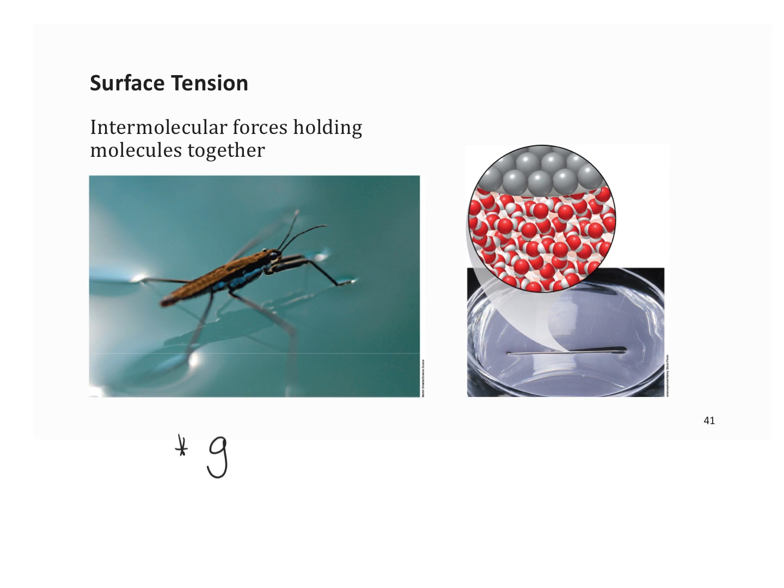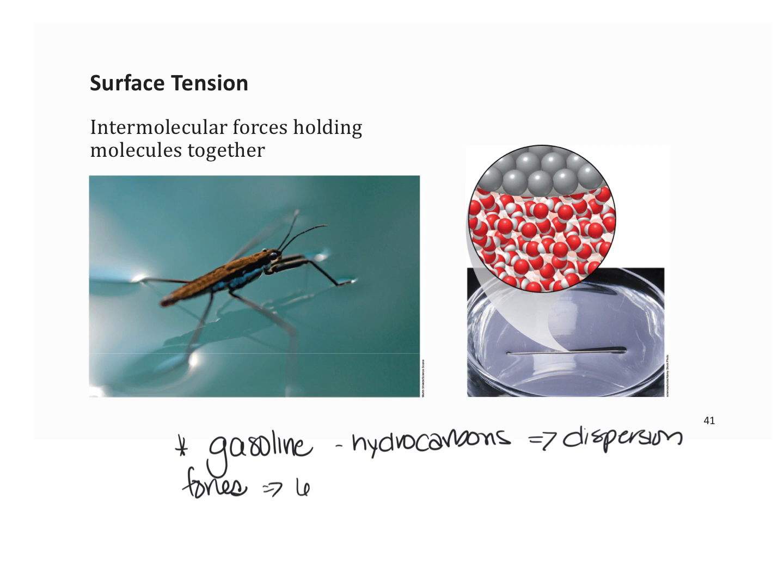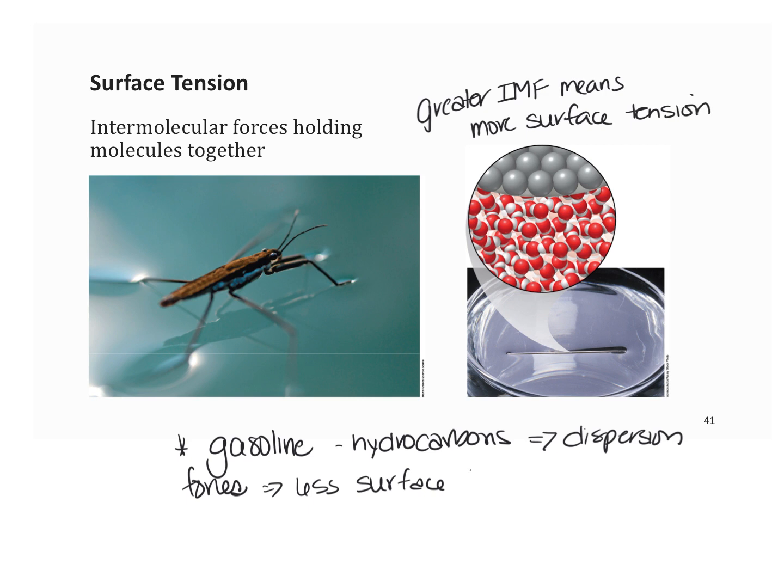Right? Gasoline, though, is mostly made of hydrocarbons, so it only has dispersion forces. So it's going to have less surface tension. So more intermolecular forces means more surface tension. So greater intermolecular forces means more surface tension. So it has less surface tension.